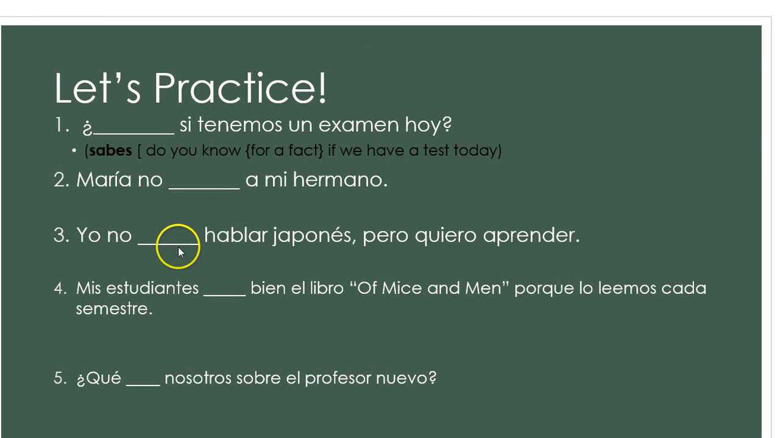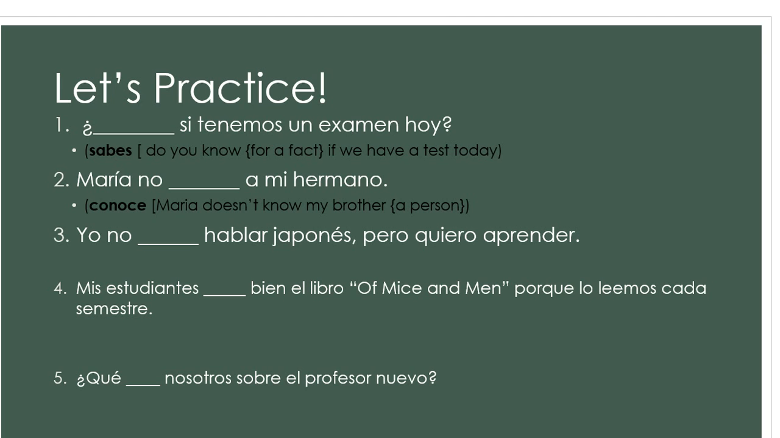The answer is sabes. And so here's the translation. Do you know for a fact if we have a test today? Number 2, María no blank a mi hermano. The answer here is conoce. María doesn't know my brother. Remember that I could also substitute that for she's not familiar with my brother, and that makes sense.